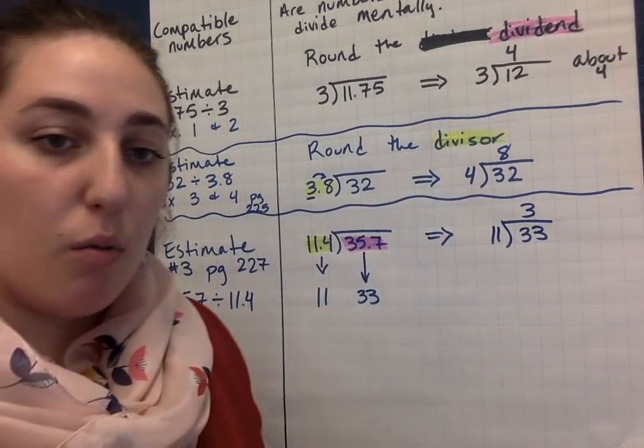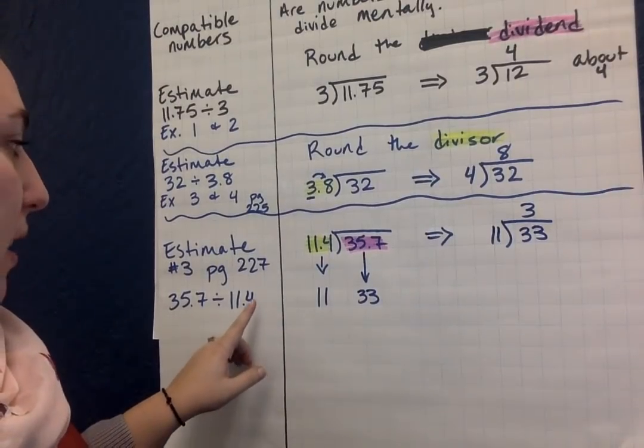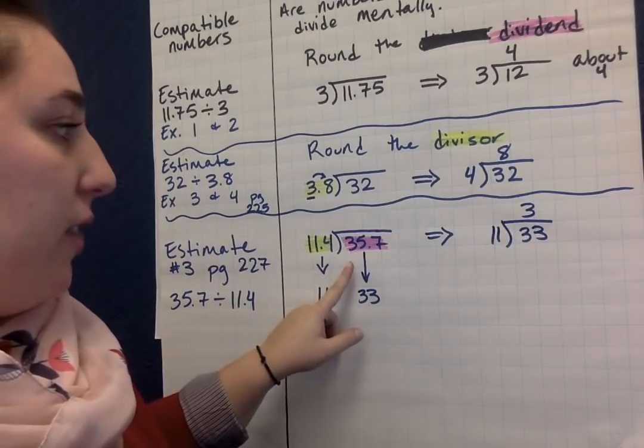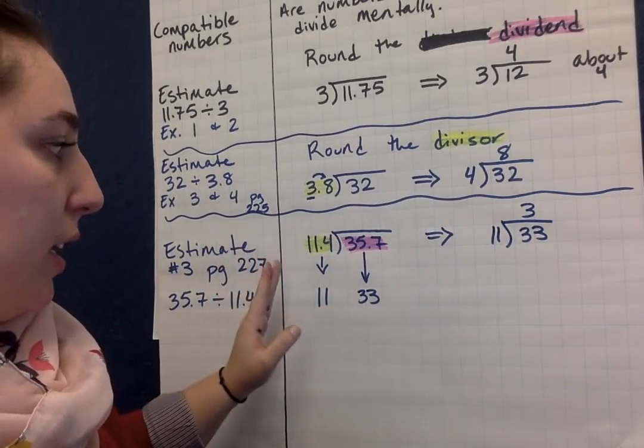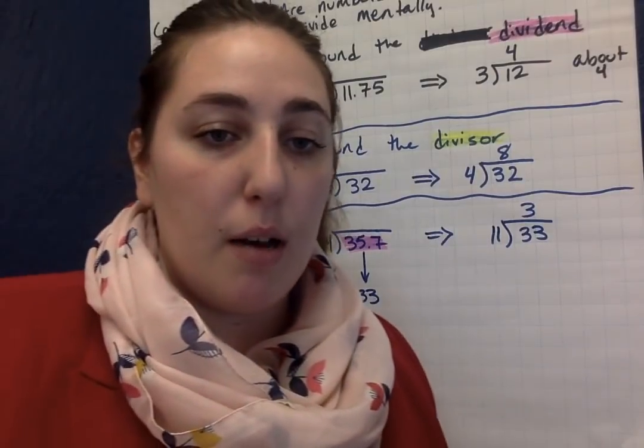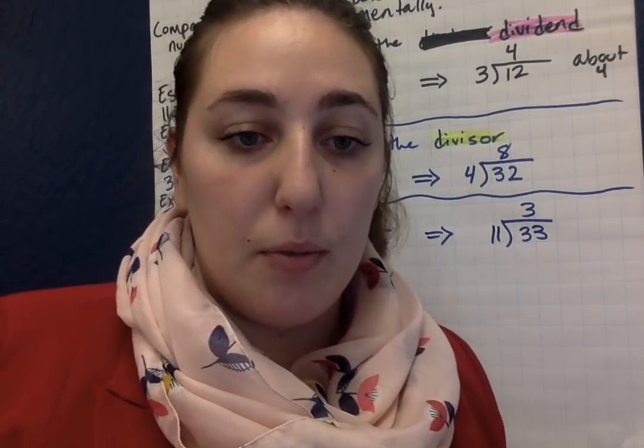Okay, so once again, when you're estimating and you have to round both the divisor and the dividend, okay, you're rounding and you're finding a compatible number. I would definitely use your multiplication chart. It will help you.